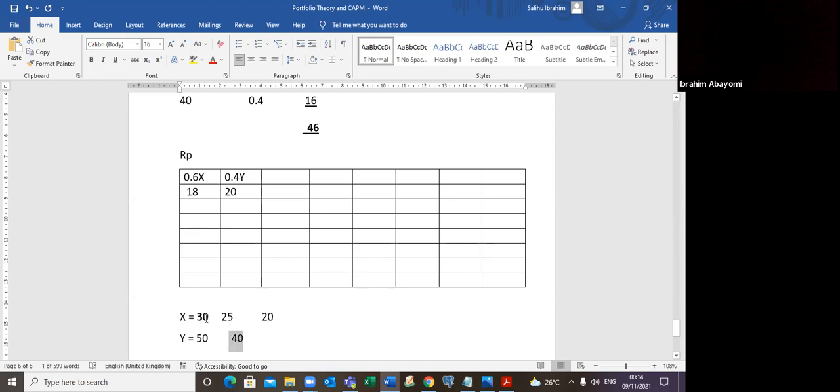So that I would have completed 30 before I move to 25. If I come to 25, I will have 25, 50, or 25, 40. When I move to 20, I will have 20, 50, or 20, 40. That's what I'm going to do.